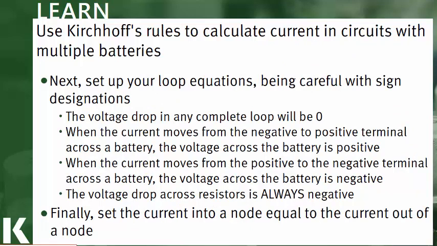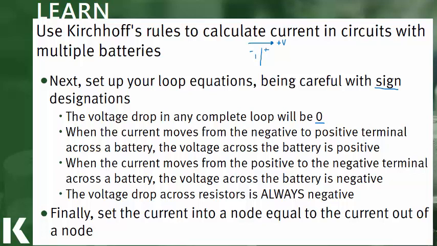And we have to be very careful with the sign designations. Now remember, Kirchhoff's loop rule says that our voltage drop in any complete loop will be 0. Now as we think about our signs, we have to consider what happens as we go through a battery. So here we have a battery. I have a negative and a positive terminal. If I go from the negative to the positive terminal, I will gain voltage. So the sign of voltage there would be positive.